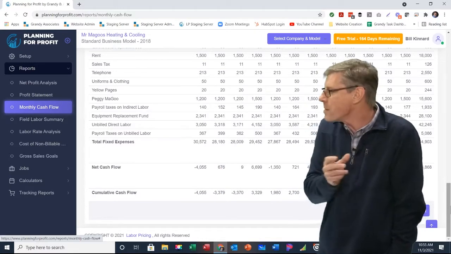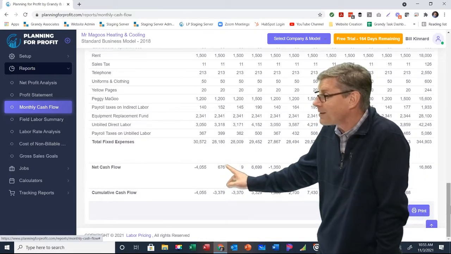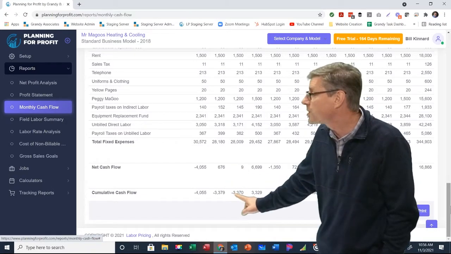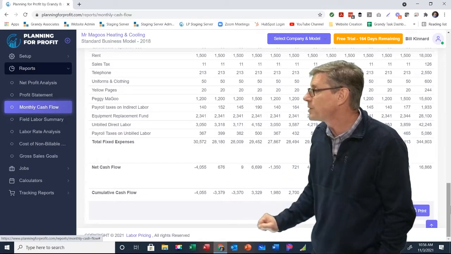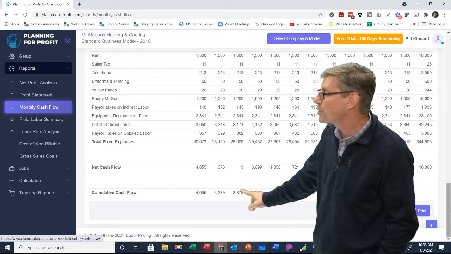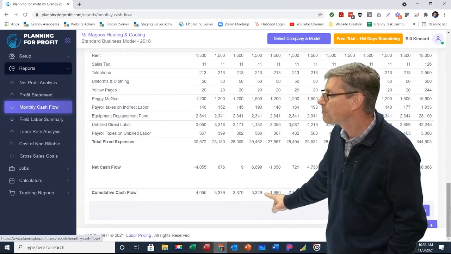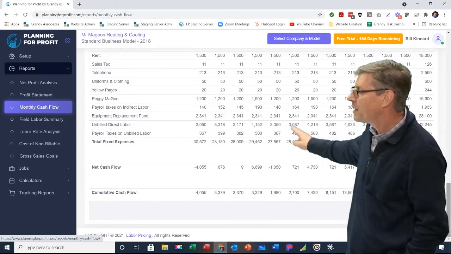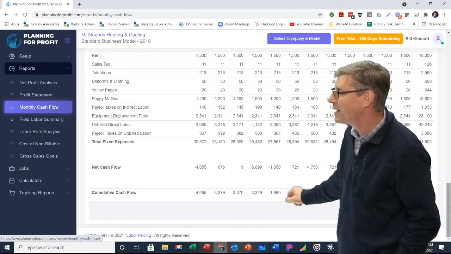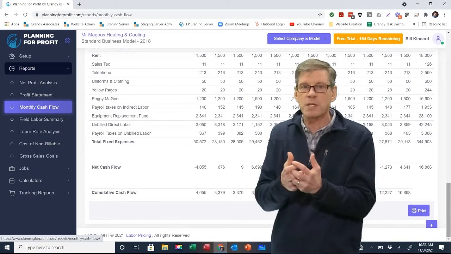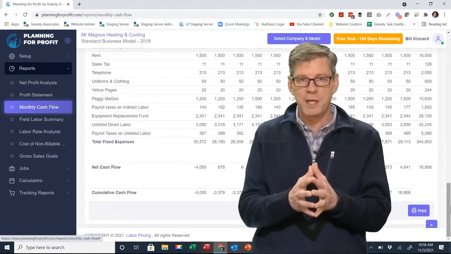In February, we made a little bit of money, but not enough to make up the loss for January, so we're still at a minus $3,300. In March, we're at minus $3,370. In April, we're finally positive at this point, and so we're at plus $3,300. And in March, we're down to $1,980, right? So we see that cumulative total is kind of that cash flow budget for the company itself.